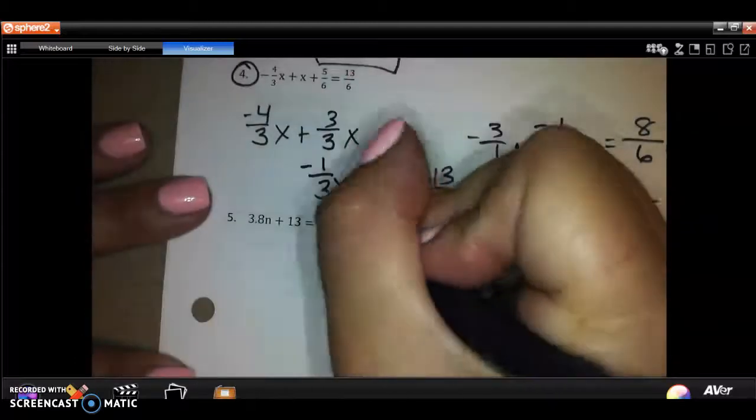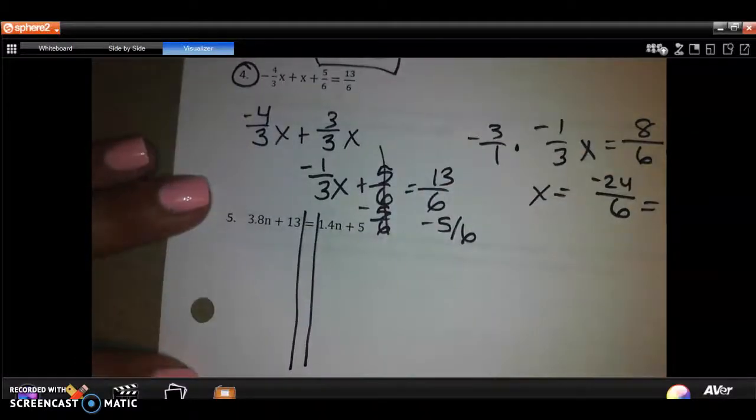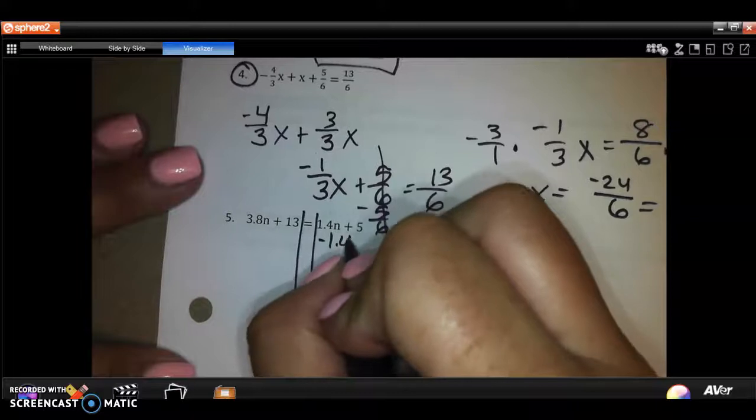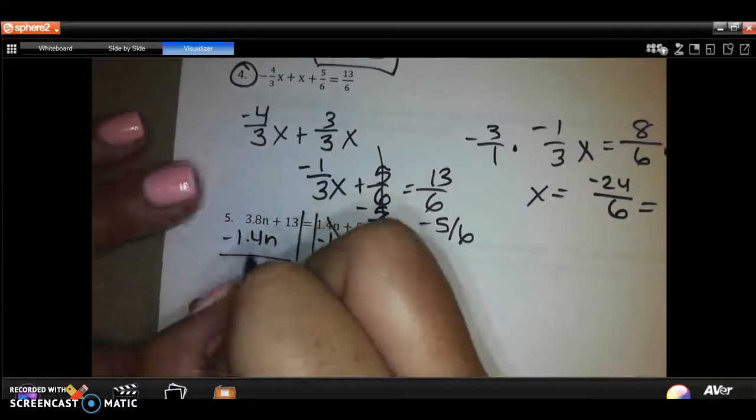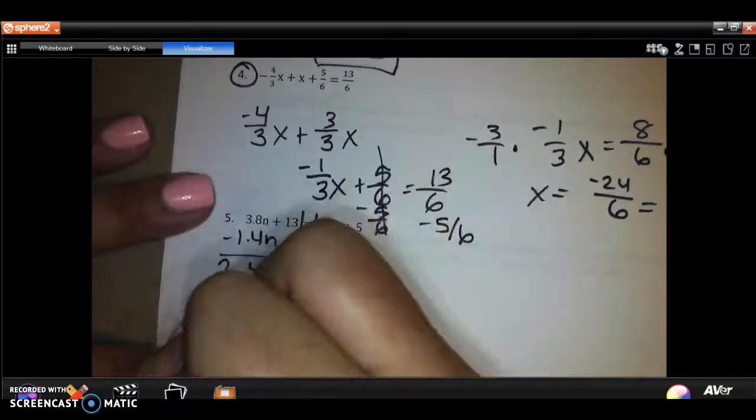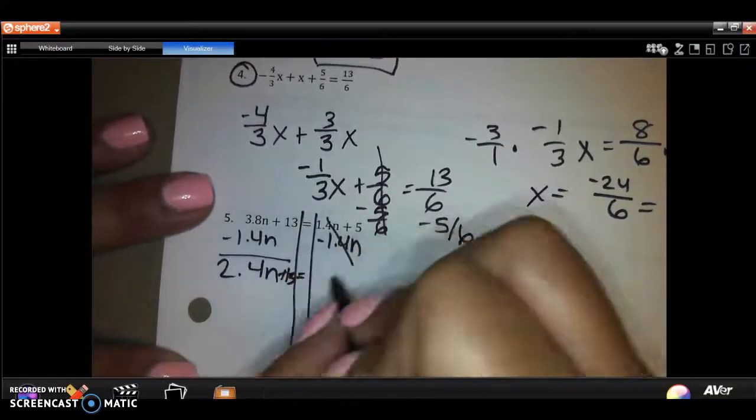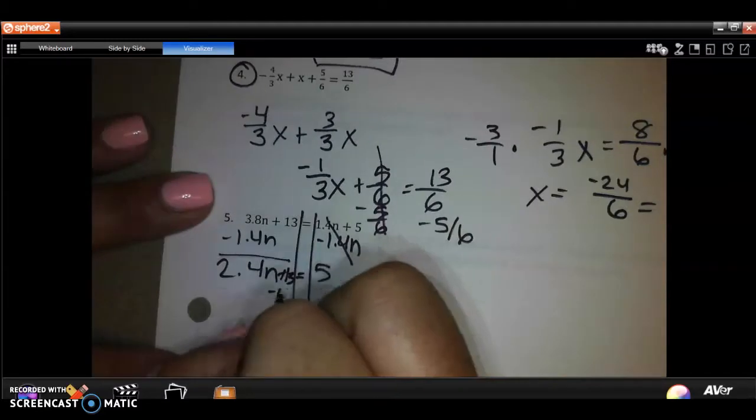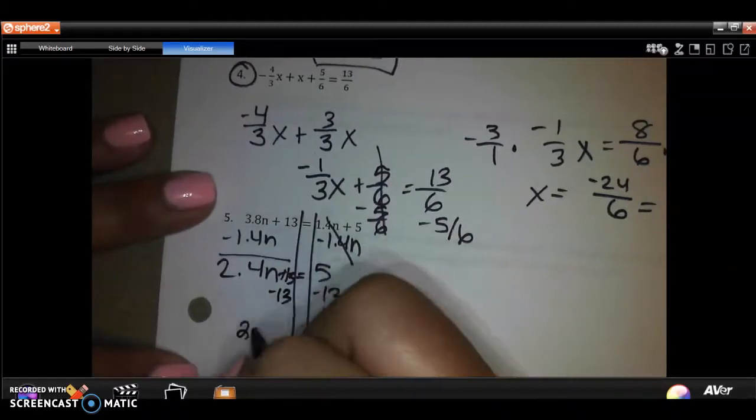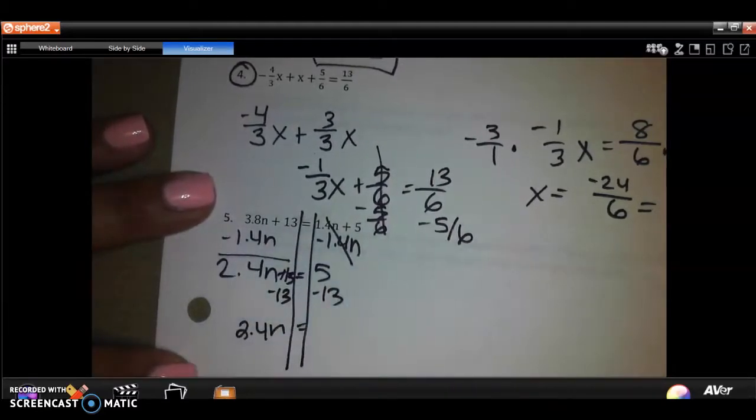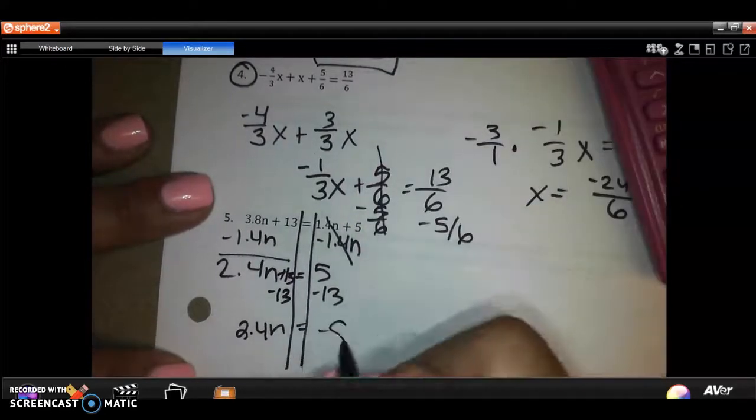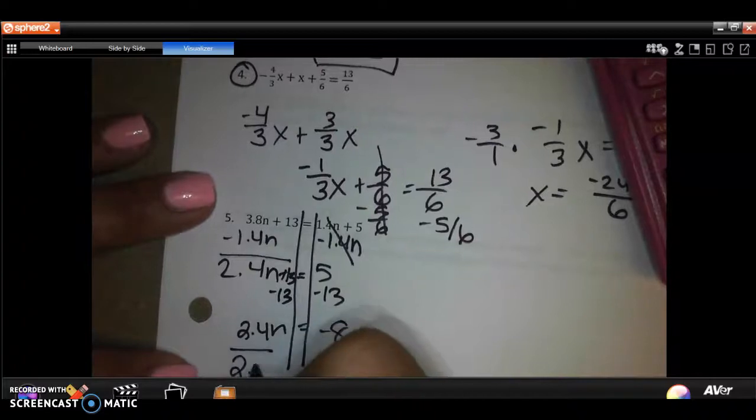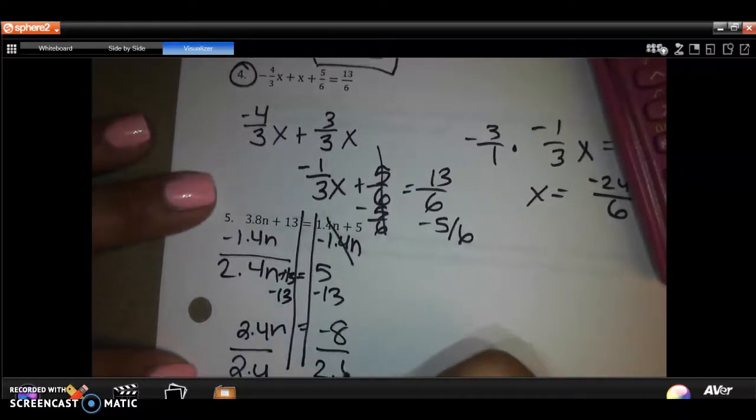Number 5. Same thing. Combine those like terms. I'm going to subtract 1.4n on both sides. Remember, we talked in class about how if you subtract the 3.8 instead, that's still going to give you the same answer if you follow our steps. Subtract 13 on both sides, you get 2.4n equal to, well, 5 minus 13 on a calculator gives you negative 8. Divide both sides by 2.4.